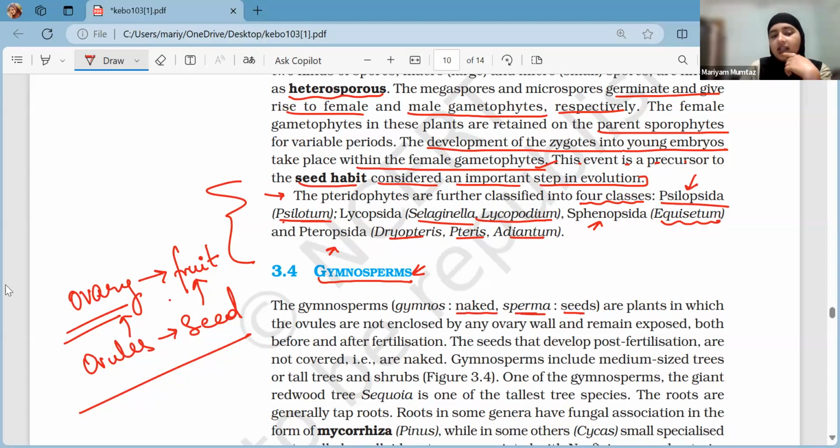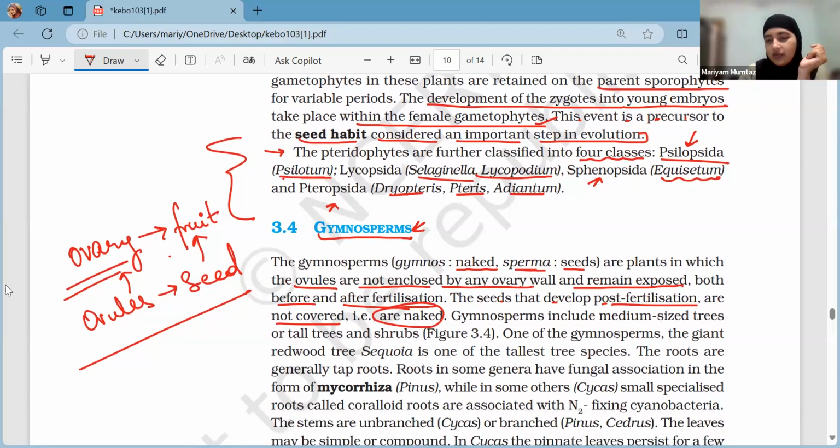In the case of gymnosperms, the ovules are not enclosed by any ovary. There is no ovary wall, and they are exposed both before and after fertilization. The seed that develops after fertilization is not covered, meaning it is naked. Now, gymnosperms include medium-sized trees or tall trees and shrubs.